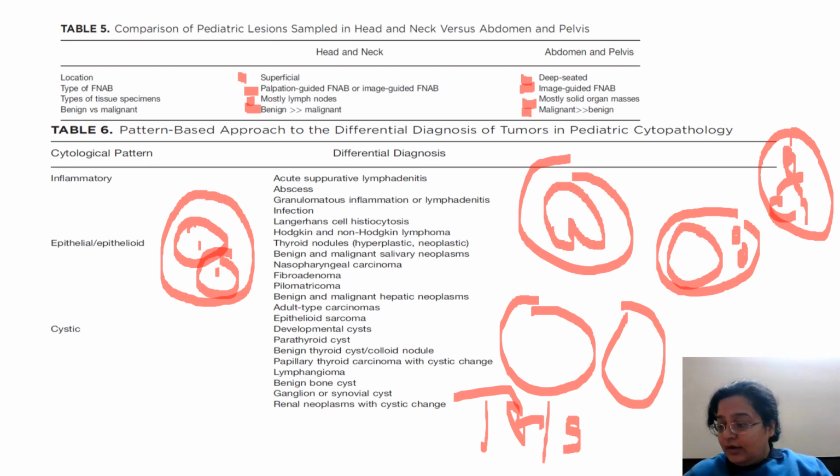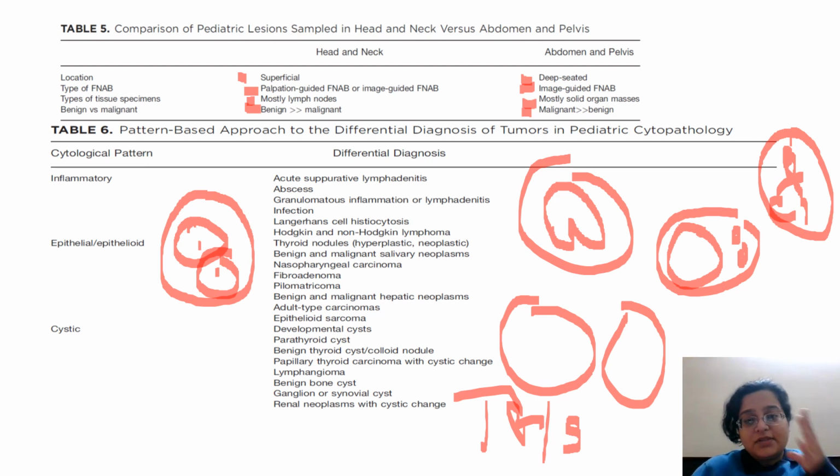And when we gave the cytopath report, we were thinking it will come out to be a mesenchymal lesion. However, on histopathology, it came out to be a pilomatricoma. So that was a learning lesson for us. Then benign and malignant hepatic neoplasms can give you epithelioid cells, epithelioid sarcoma, Aral type carcinomas.